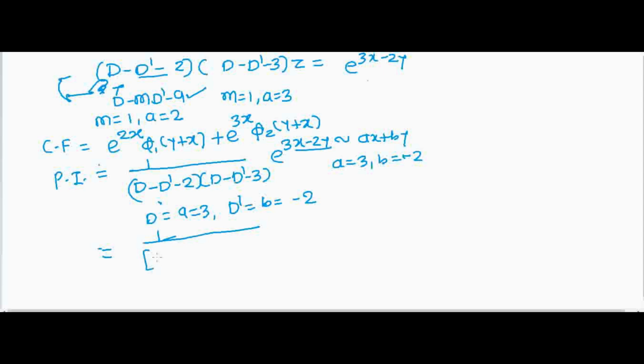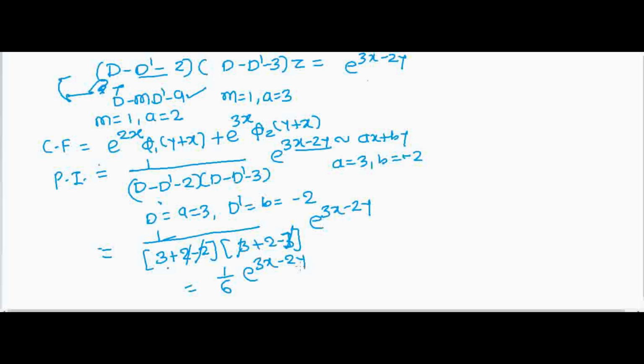So D is equal to 3 minus minus plus 2 minus 2 into 3 minus plus 2 minus 3 minus 3 into e raised to 3x minus 2y. Plus 3 minus 3 plus 2 minus 2. So 3 into 2 is 6, so 1 divided by 6 into e raised to 3x minus 2y.